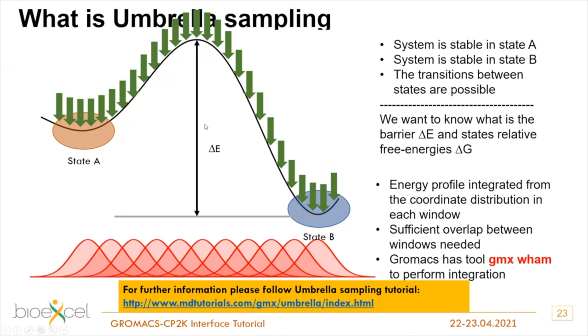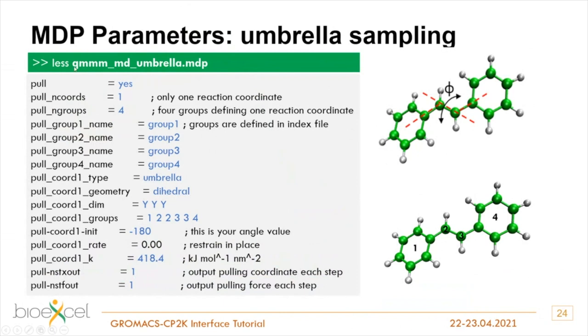Let's move to the next slide. This is how it looks in the MDP parameters. You can open the MDP file with less and go to the section called pull. The pulling code is basically molecular dynamics with an applied additional force. In the pulling code, you first set up that you want to pull. We want to pull one coordinate here, a dihedral angle. A dihedral angle in GROMACS is defined by four coordinates, so here we define four groups. The first and fourth groups are the centers of mass of the ring coordinate, and the second and third are the positions of these two atoms.